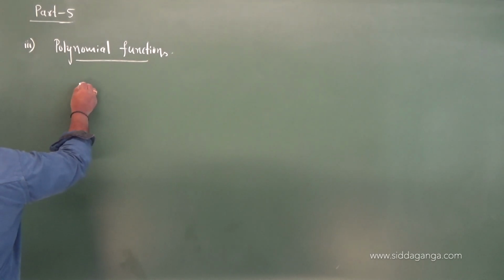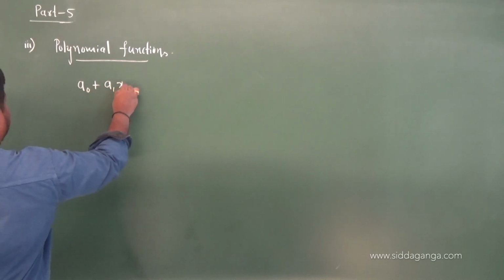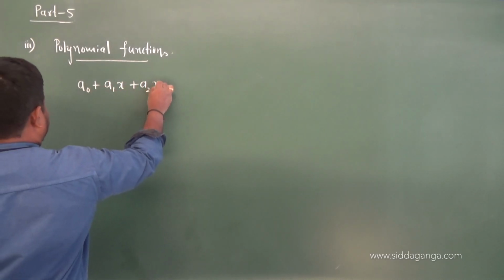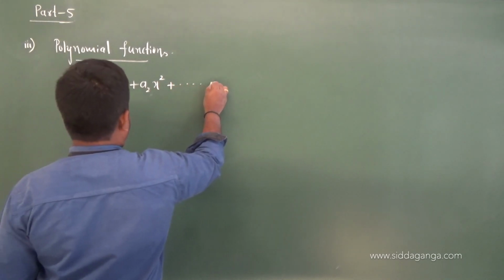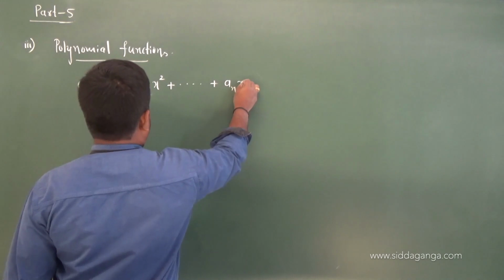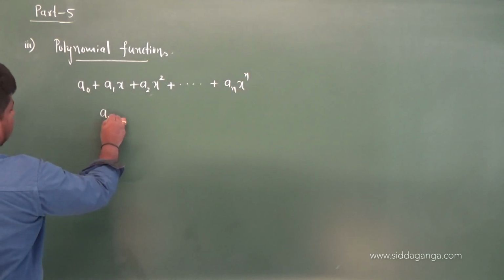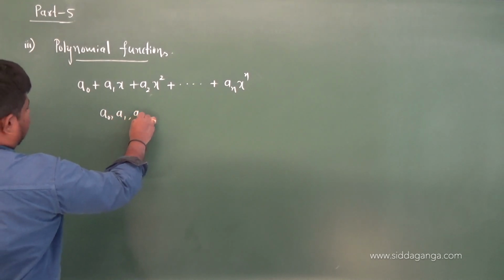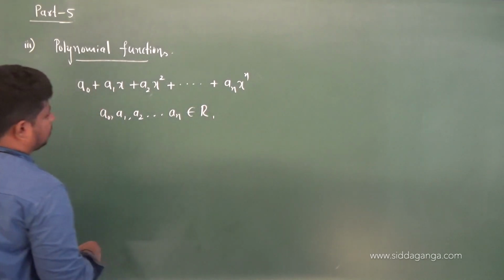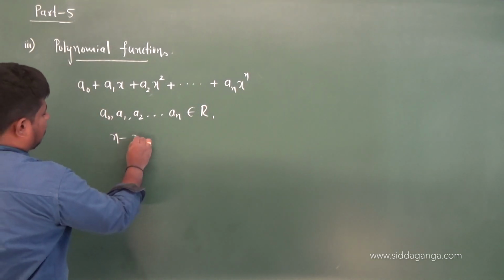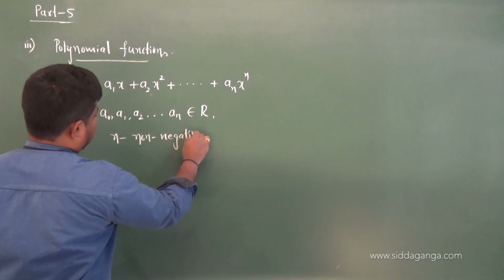A polynomial is given by a0 plus a1x plus a2x square, general form of a polynomial, plus a3x cube and so on, an x power of n, where a0, a1, a2 and so on, an are real numbers and n is a non-negative integer.